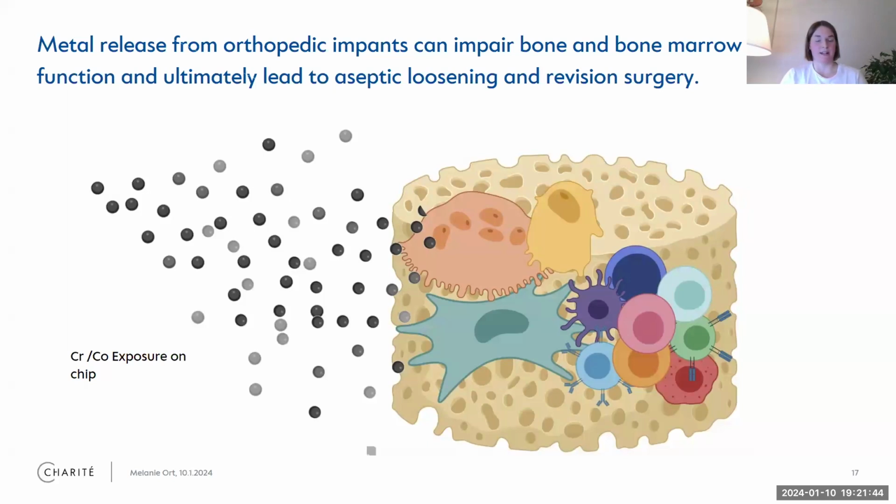So here is a nice BioRender schematic again. So we use clinically relevant concentrations of chromium and cobalt. They're usually present in hip and knee implants. And we just basically dumped that on the chip and wanted to see what happens.